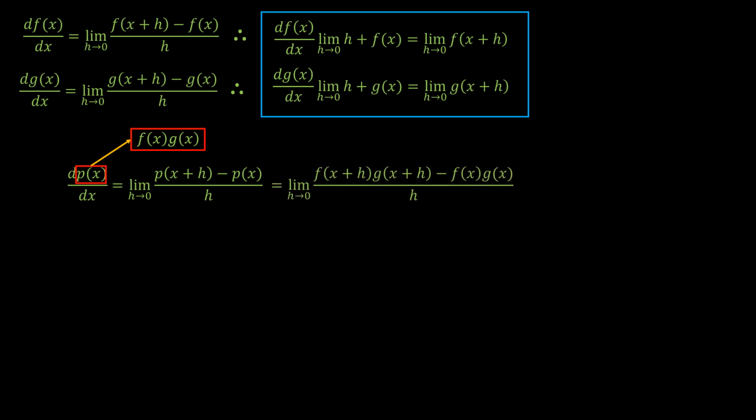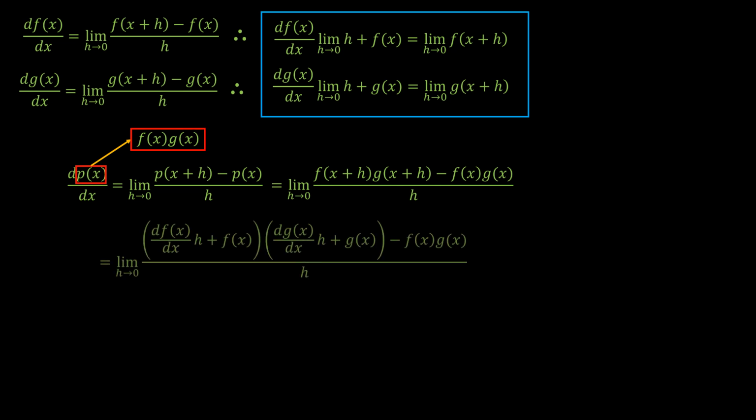Then we substitute p of x plus h and p of x for f of x plus h times g of x plus h minus f of x times g of x, respectively. Then we substitute that stuff in that blue box right there into that equation.